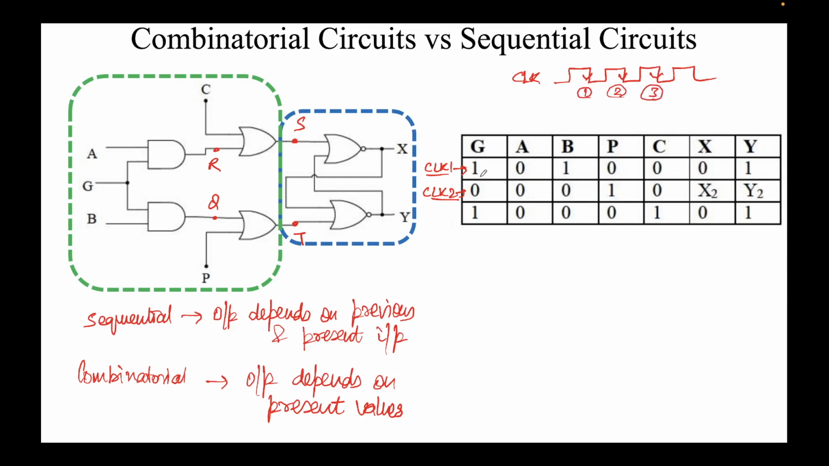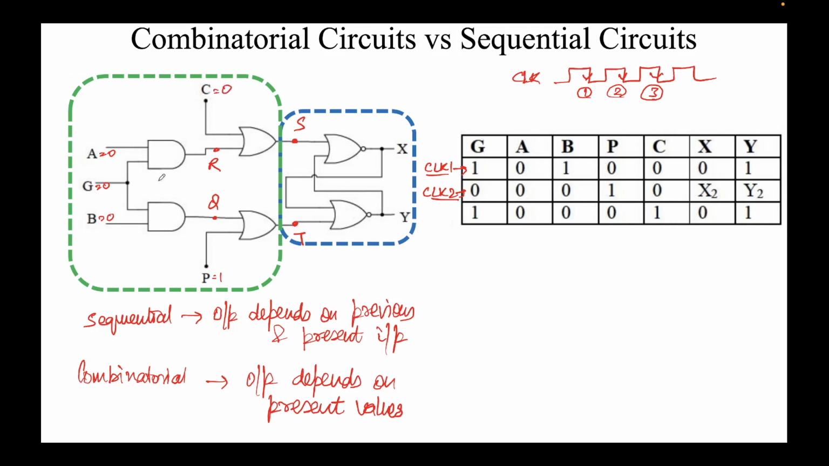We have been given that at clock 1, at this edge, these are the values. And we need to find the values of X and Y at clock 2, at this clock edge. In order to find X and Y, we need to find S, T, R, Q, and A, G, B are given. So we'll solve this circuit for clock 2 and see what happens at this clock edge. So A is 0 at that point, G is 0, B is 0, P is 1, and C is also 0.